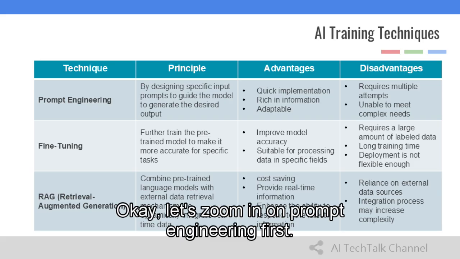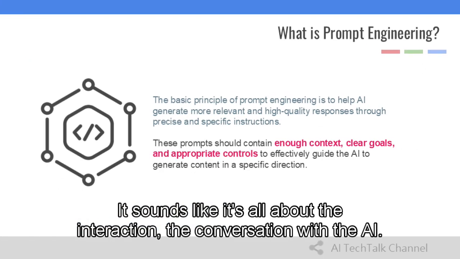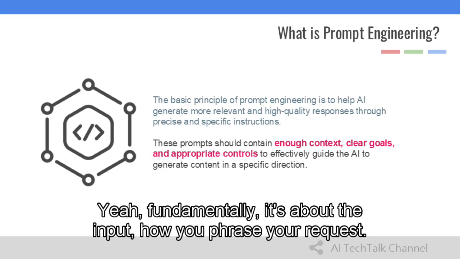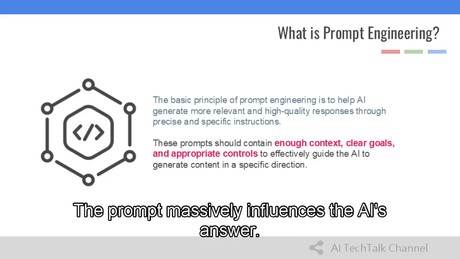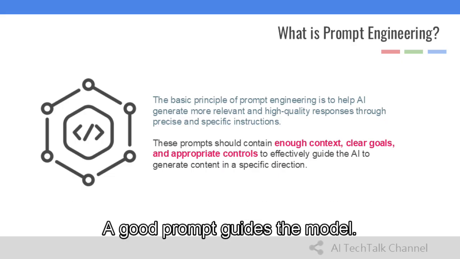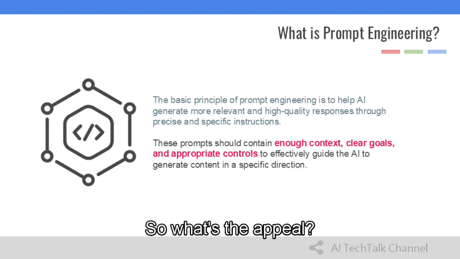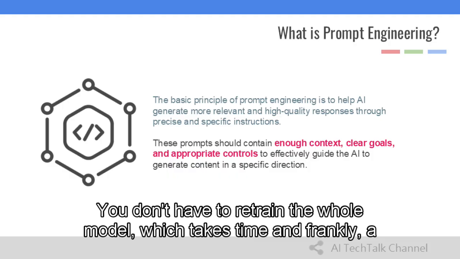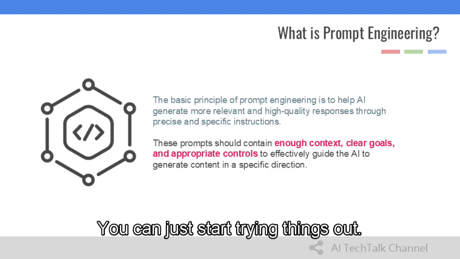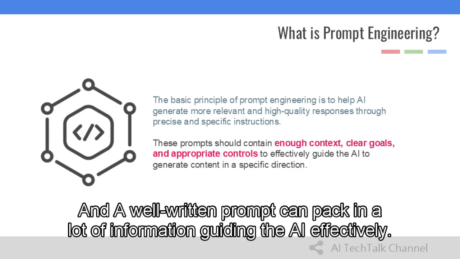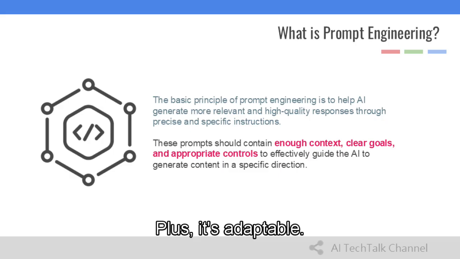Okay, let's zoom in on prompt engineering first. It sounds like it's all about the interaction, the conversation with the AI. What's the core idea? Yeah, fundamentally, it's about the input. How you phrase your request, the prompt, massively influences the AI's answer. A good prompt guides the model. It gives context, states the goal clearly, maybe even sets some rules for the response. So what's the appeal? Why is this a go-to technique? What are the upsides? Well, a big one is speed. It's fast to implement. You don't have to retrain the whole model, which takes time and, frankly, a lot of computing power. You can just start trying things out. And a well-written prompt can pack in a lot of information, guiding the AI effectively. Plus, it's adaptable. You tweak the prompt, you get a different result. Easy to iterate. Seems pretty efficient.